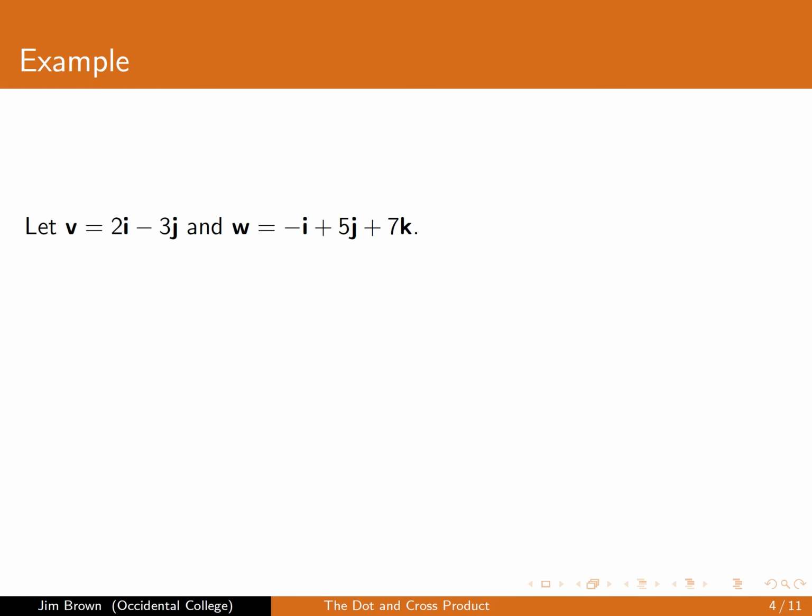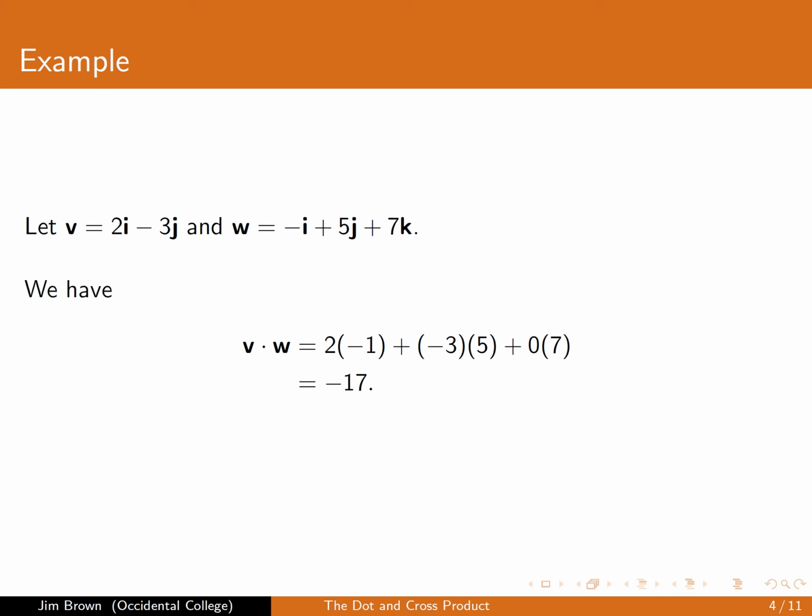Here's an example just so we know how to compute one. Let v be 2i minus 3j and w be minus i plus 5j plus 7k. When we take the dot product, we're going to multiply the i components, which are 2 and negative 1. We're going to add that to the product of the j components, which is minus 3 times 5, and add that to the product of the k components.